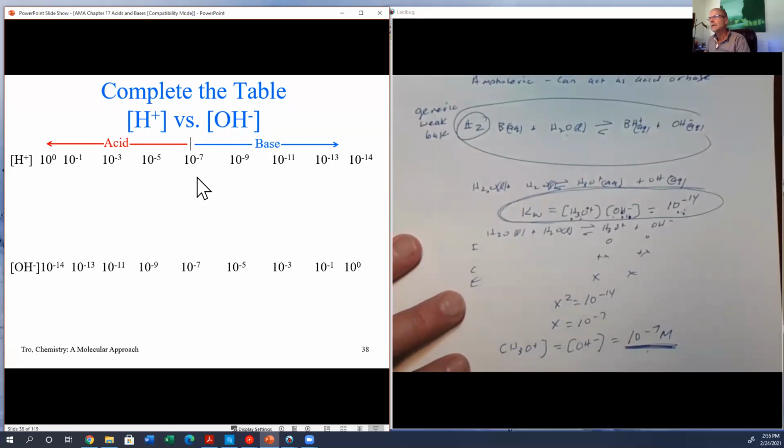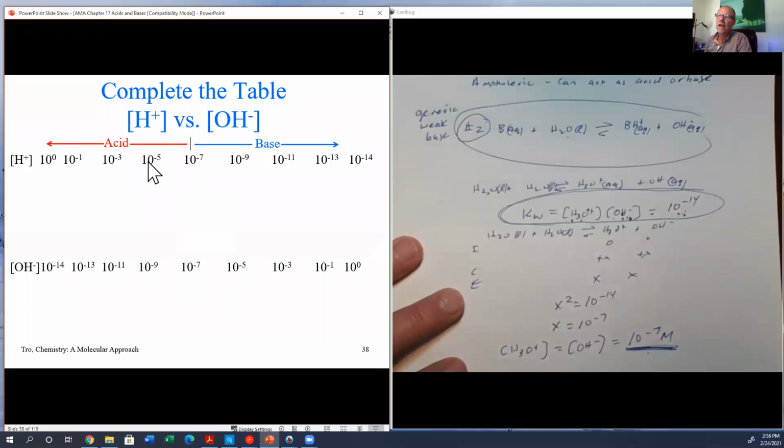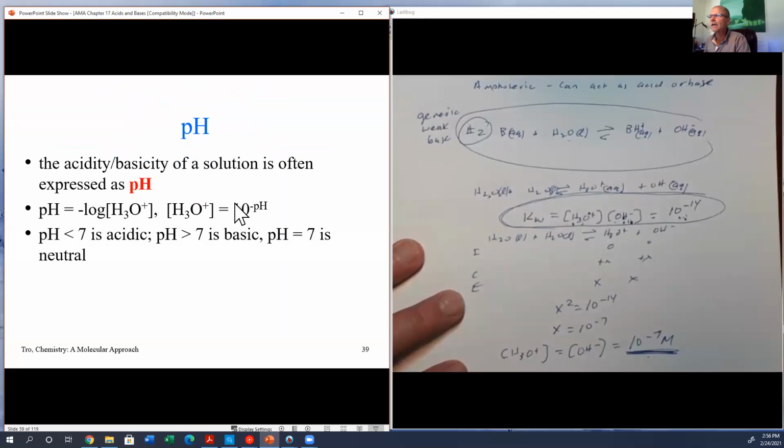So you can complete this table. Right here is a neutral solution. It has exactly equal amounts of H+ and OH-, 10 to the minus 7. On this side of the scale, you're talking about acidic solutions, with more than 10 to the minus 7 molar H+ and less than 10 to the minus 7 molar OH-. On this side, you have basic solutions, with less than 10 to the minus 7 molar H+ and more than 10 to the minus 7 molar OH-. This forms the basis for what we call the pH scale.